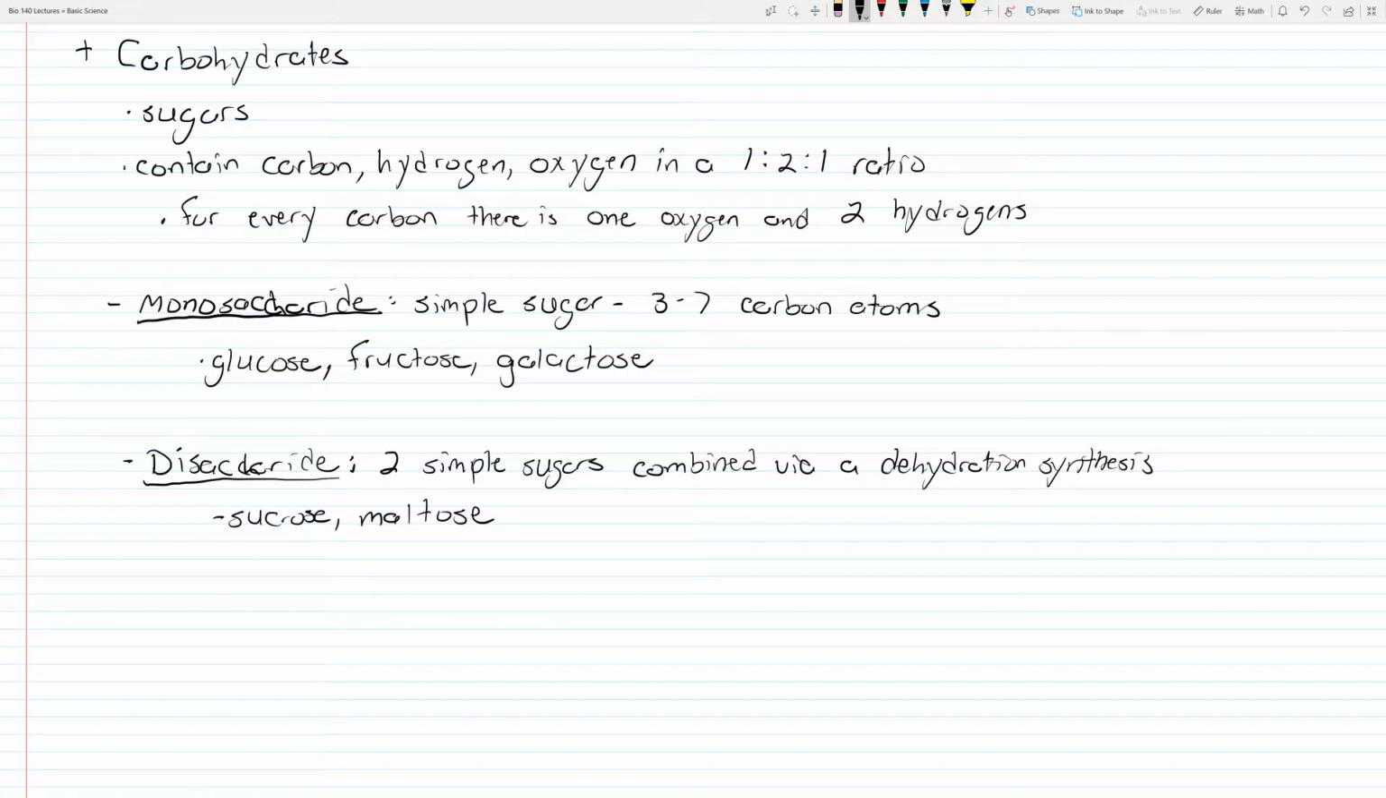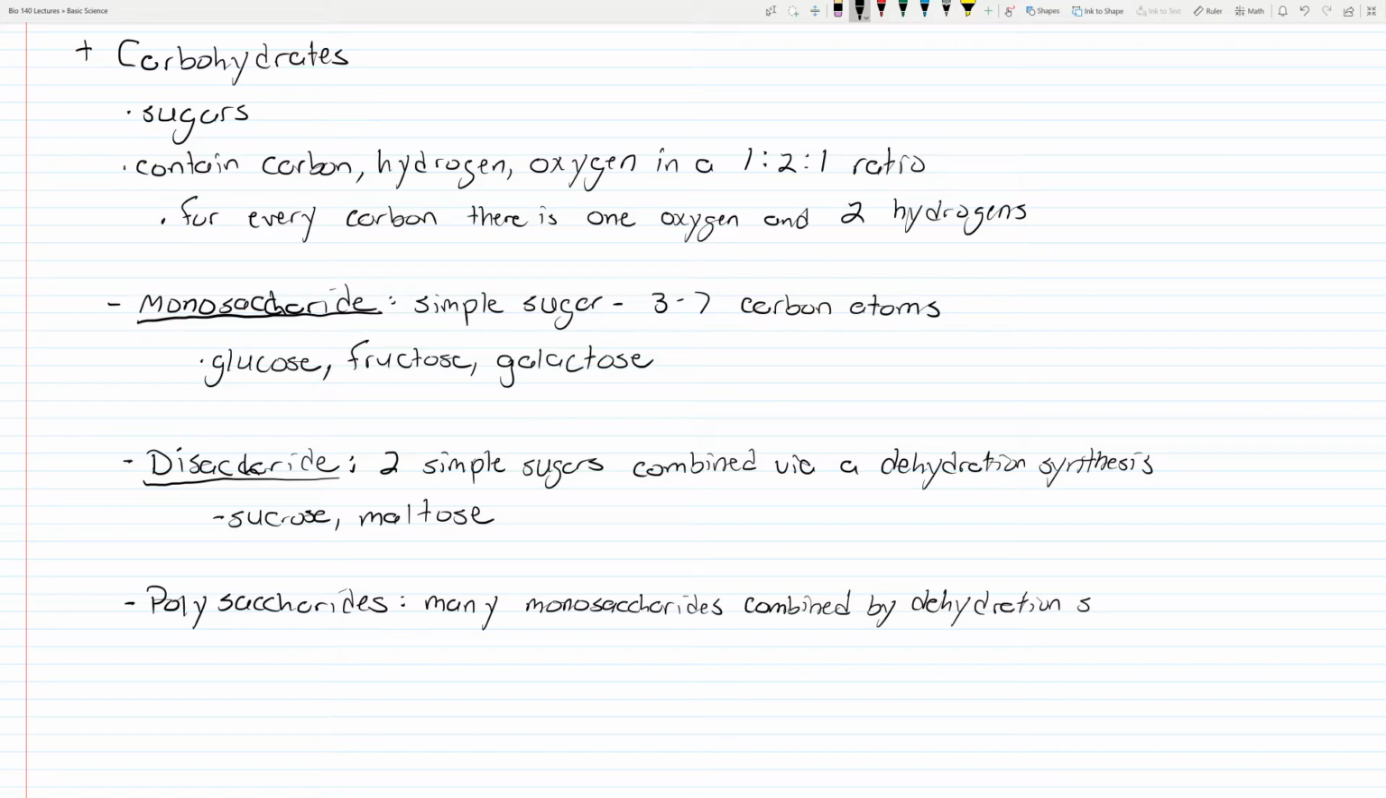Then we have polysaccharides. This is many simple sugars, or many monosaccharides, and they're condensed again by dehydration synthesis. Of these, the important ones are glycogen, starch, and cellulose.